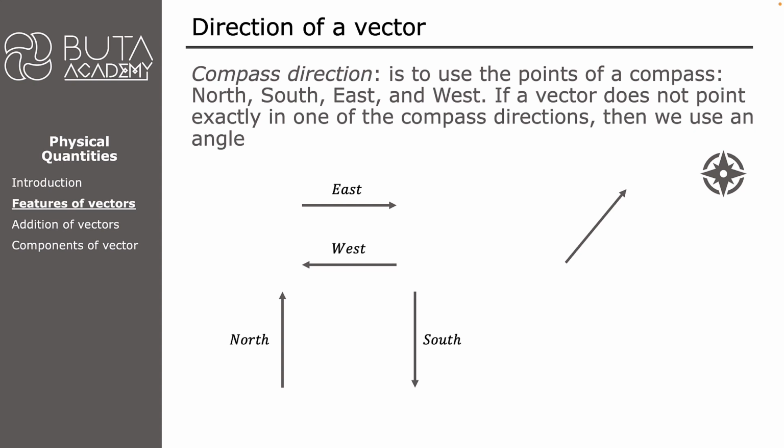Sometimes a vector will not point to any of the main compass directions. In this case, we can use an angle. To express direction of a vector, we need to measure the angle from one of the main compass directions. The angle we measure is 50 degrees to the north from the east direction. So we can simply say the angle for this vector is 50 degrees north of east. We can follow similar steps for the following vector as well. The angle between the west and the vector is measured as 40 degrees. As a result, we can define the direction of this vector as 40 degrees south of west.